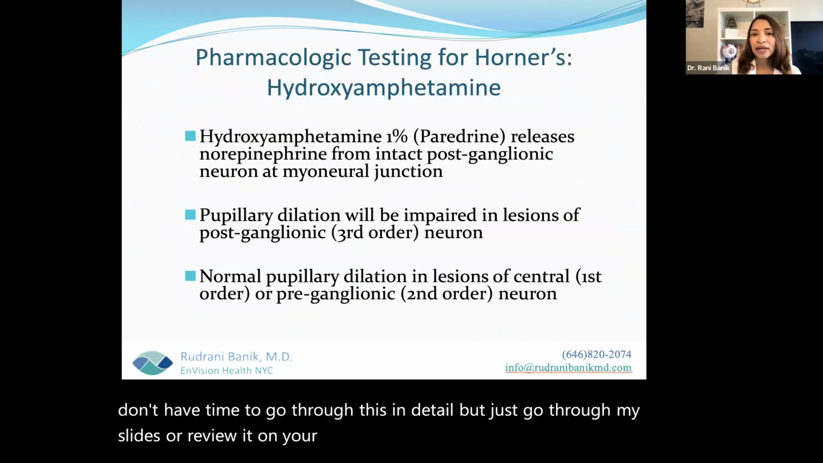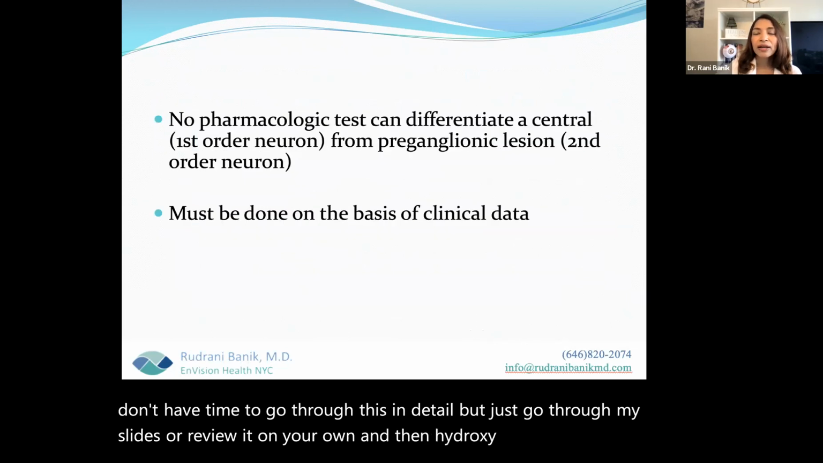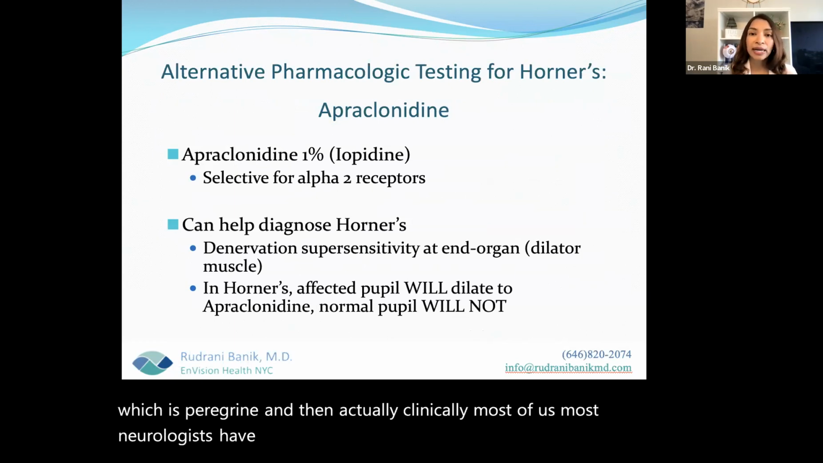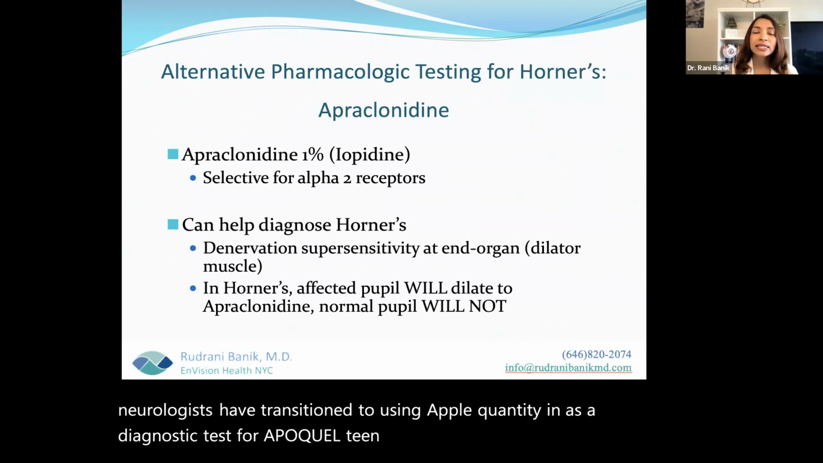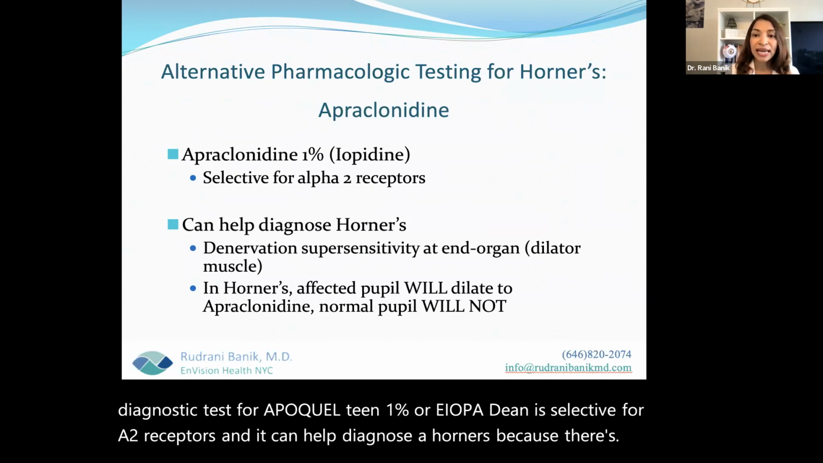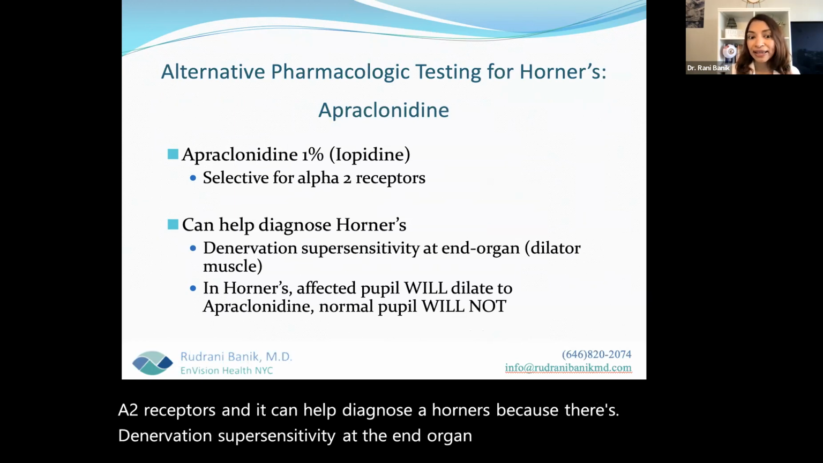And then hydroxyamphetamine, which is Paradrine. Clinically, most neuro-ophthalmologists have transitioned to using apraclonidine as a diagnostic test. So apraclonidine 1%, or Iopidine, is selective for alpha-2 receptors, and it can help diagnose the Horner's because there's denervation supersensitivity at the end organ, which is the iris dilator muscle.